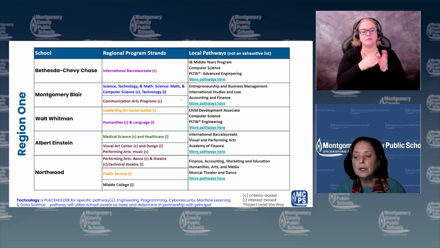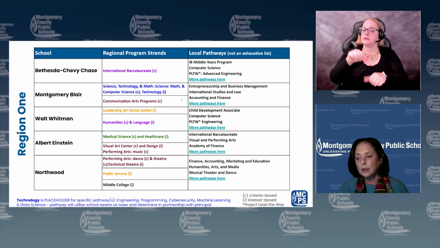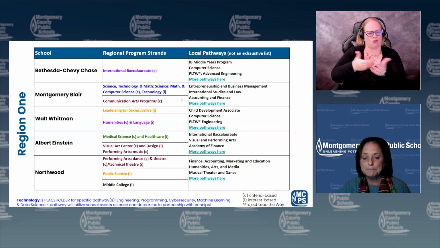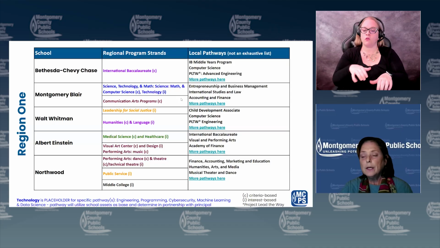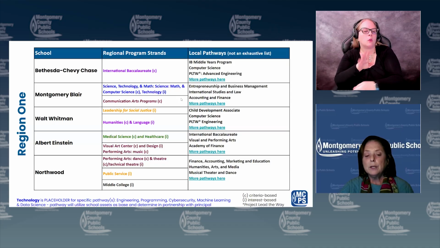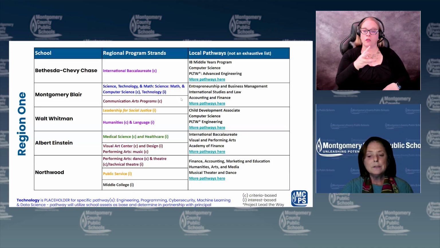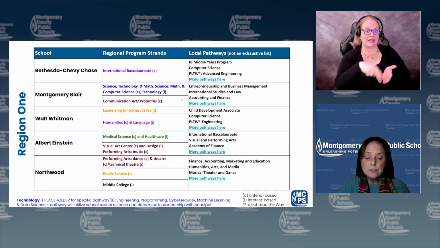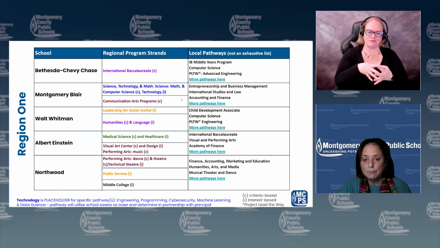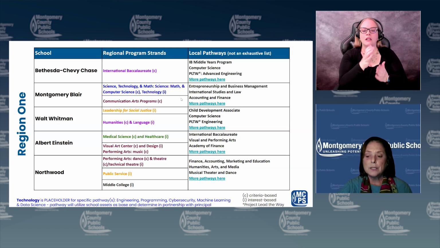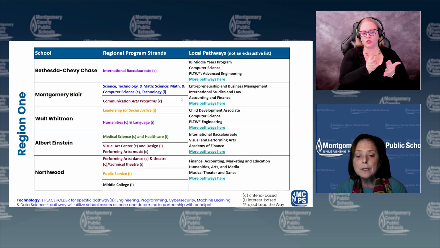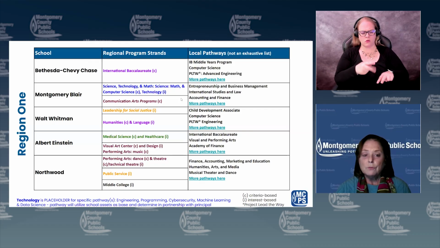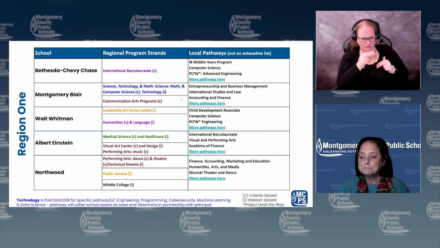In addition, capitalizing on their visual arts center, they will offer design and performing arts within the music vein of that strand. Northwood, within this region, is going to be hosting the performing arts pathways of dance theater and technical theater, offering a strand for public service. This school will also continue to offer the Middle College, Montgomery College at Middle College, MC squared. Again, we're capitalizing on what can be available at each of the schools and aligning those assets to the region themes.